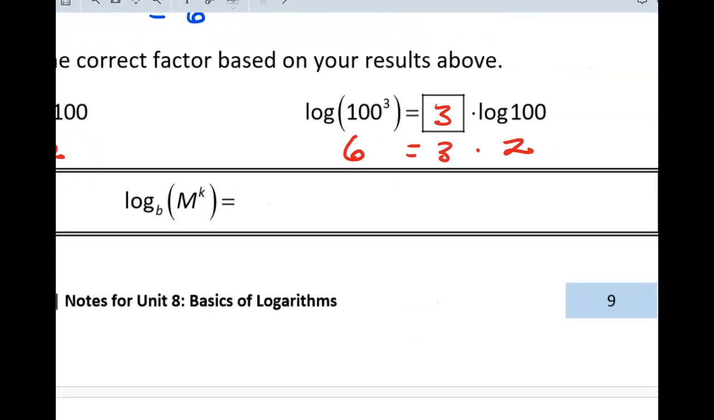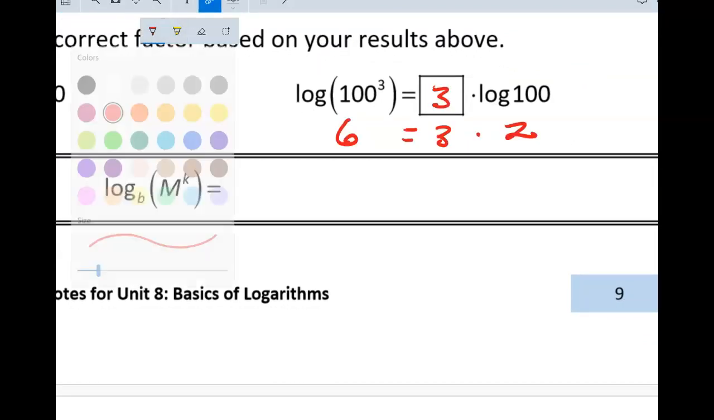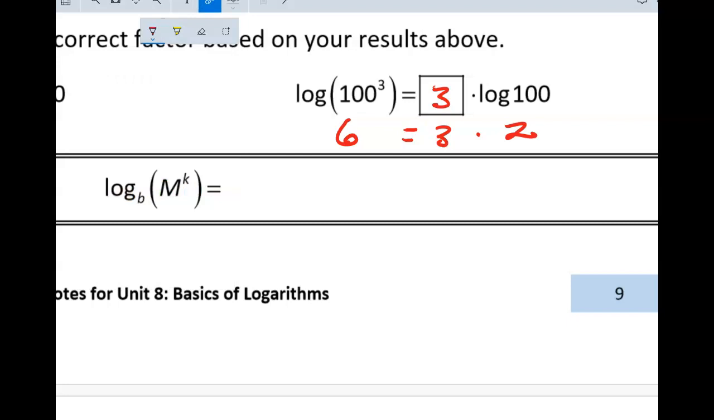This brings us to what's called the power property. The power property states that if you have the log base b of m raised to the k power, that is equal to k times the log base b of m. In other words, whatever exponent was raising the argument of the logarithm, that exponent can be moved outside of the log and multiplies the value of the log without the exponent.